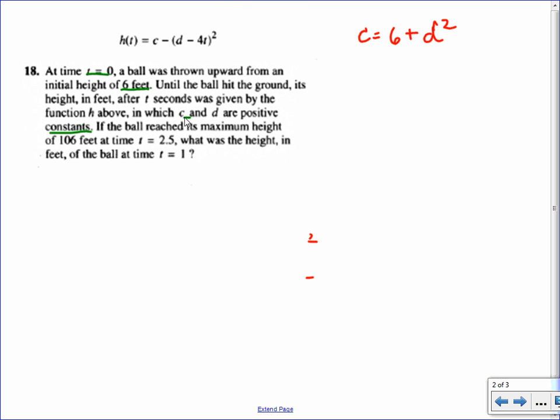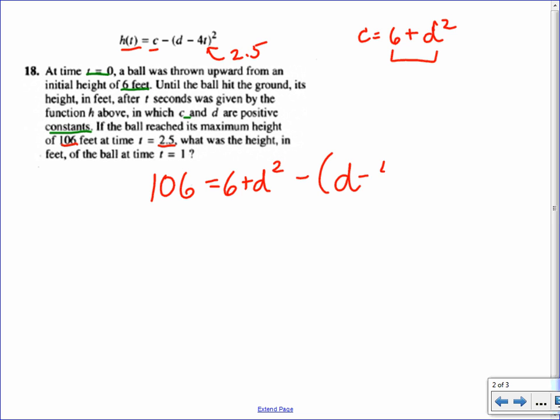Okay, so now we plug in this information that the ball reaches its maximum height of 106 feet. So remember, height is here. That happens when the time is 2.5, so we need to plug in 2.5 as the time here. And we need to replace c with 6 plus d squared, because we want everything to be in terms of d. And we went to the trouble of figuring out what c is in terms of d, so we could put that in, 6 plus d squared to replace c. And then we have minus d minus 4t squared. The parentheses are really important here, and that's very true late in the test. So we need to plug in 2.5 for t. And since this is in parentheses, we need to do this before we square anything. So we have d minus 10, because 4 times 2.5 is 10.